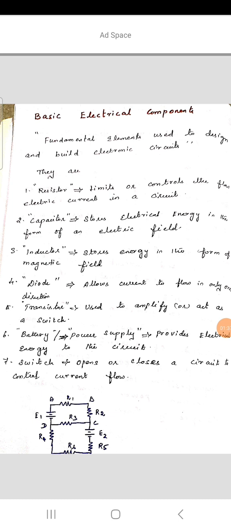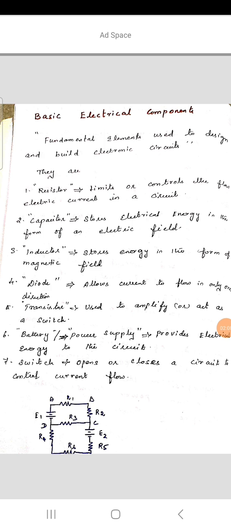And the next one is the transistor. It is derived from the diode and mainly used for amplifying and acting as a switch. Next one is the power supply, or simply a battery, and it will provide the electrical energy to the circuit. And the switch, we know that it will open or close a circuit to control the current flow. So these are the basic electrical components and their uses.